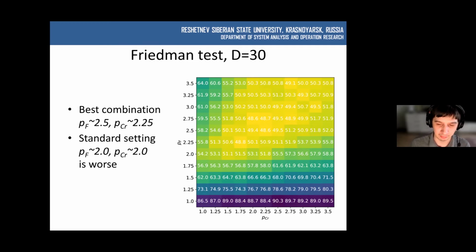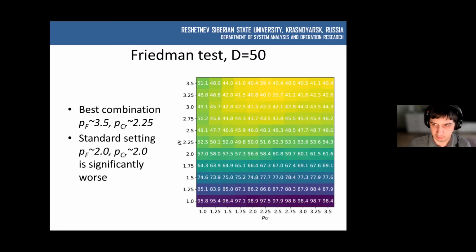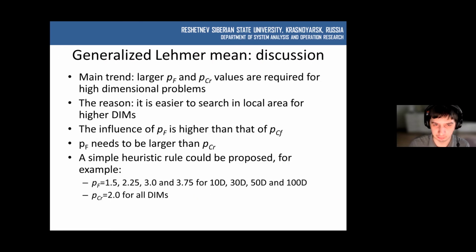So if we use unbiased mean, just a simple mean, adding everything together and dividing by the number, this doesn't work at all. It's like 2 times worse in algorithm performance. If we go to even larger dimension, we get pF, the best pF in 50-dimensional test functions, 3.5, and pCR 2.25, so even larger values. If we go to larger dimensions, we will get even larger values.